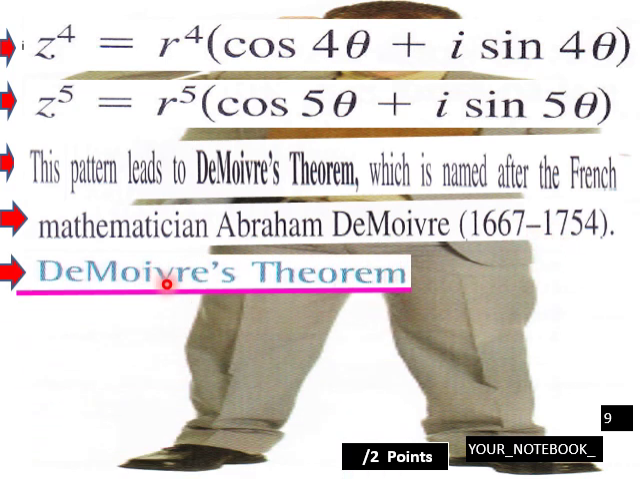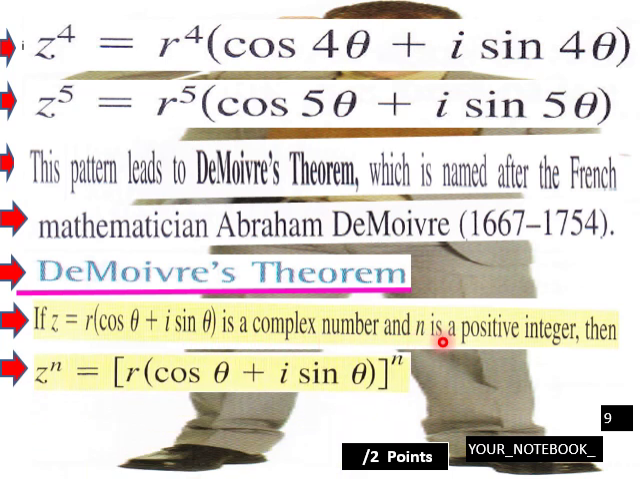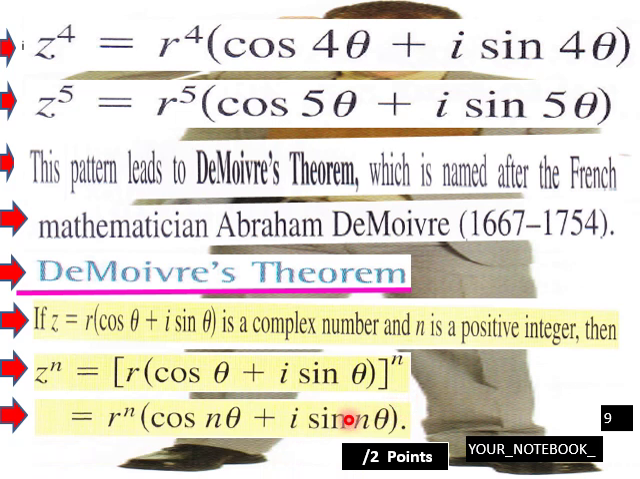1667-1754. De Moivre's theorem, here it is. If z equals r (cosine theta plus i sine theta) is a complex number and n is a positive integer, then z to the nth equals r (cosine theta plus i sine theta) to the nth power, which again means that it equals r to the nth times (cosine n theta plus i sine n theta).